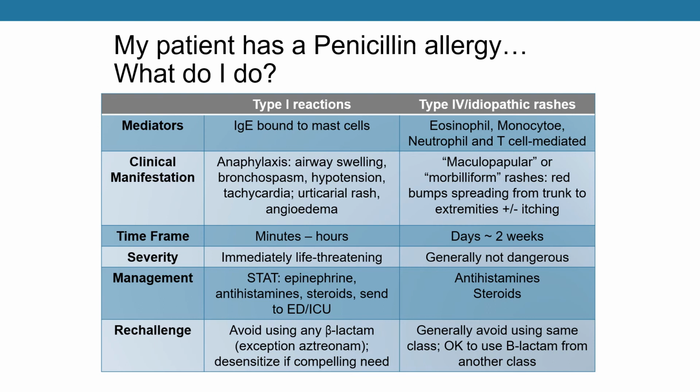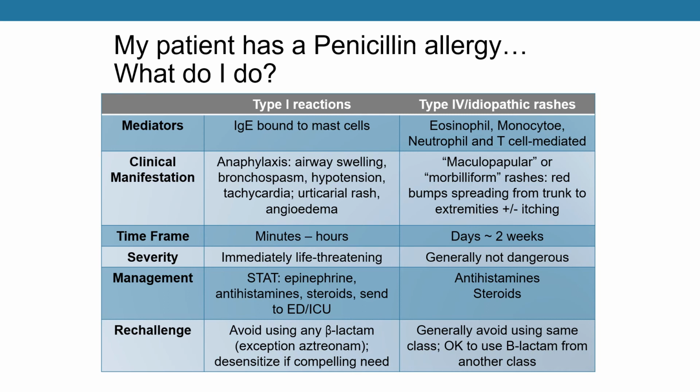Type 4 reactions tend to be more delayed, anywhere from days to weeks before they onset, and they generally manifest as a maculopapular or morbilliform rash. However, they are generally much less severe than type 1 reactions, but that's not to say that they can't manifest into serious reactions. Some examples of serious reactions that are type 4 would be things such as Stevens-Johnson syndrome or DRESS.